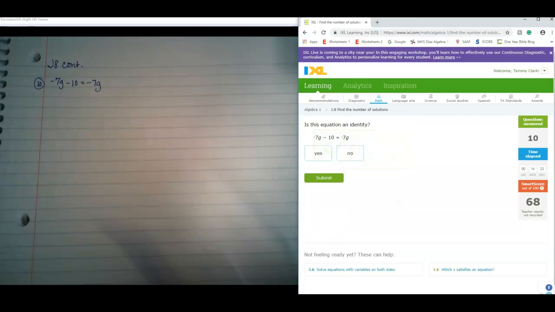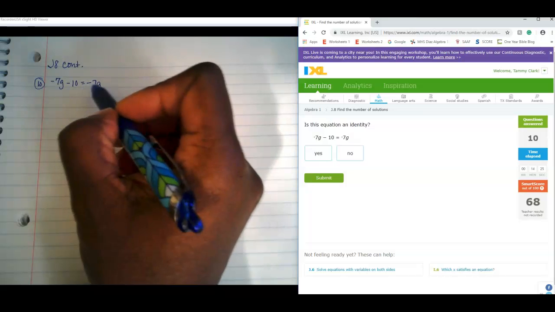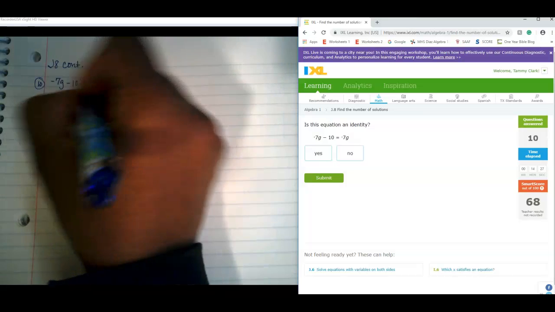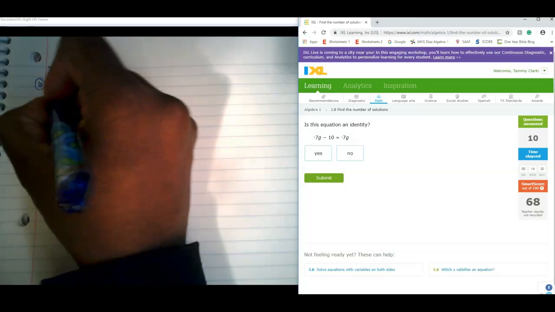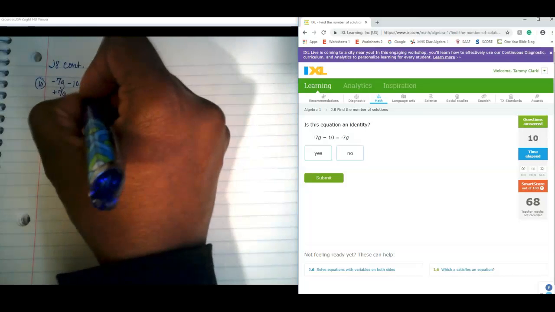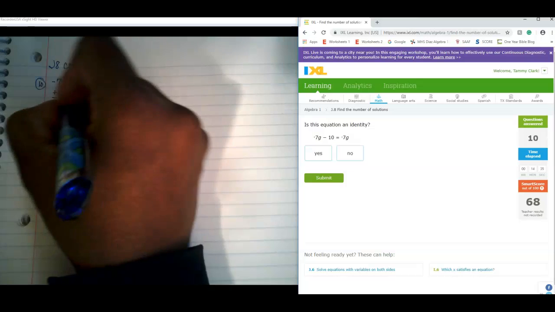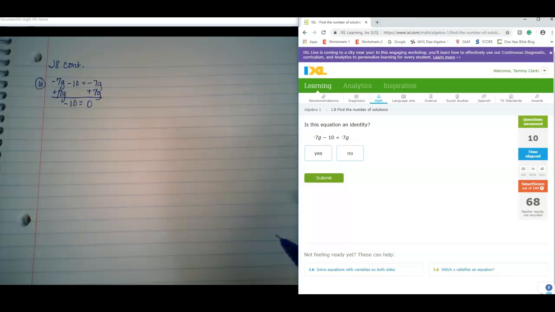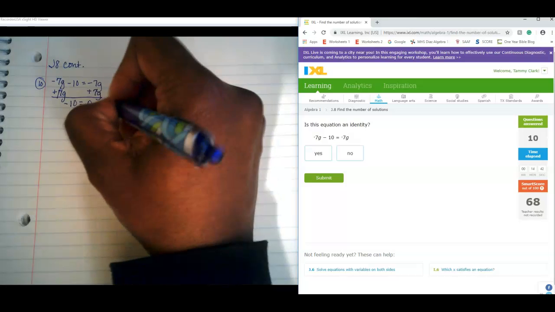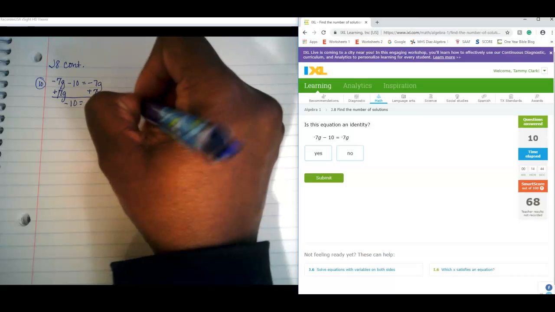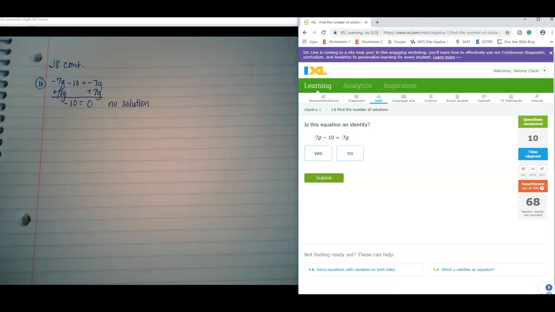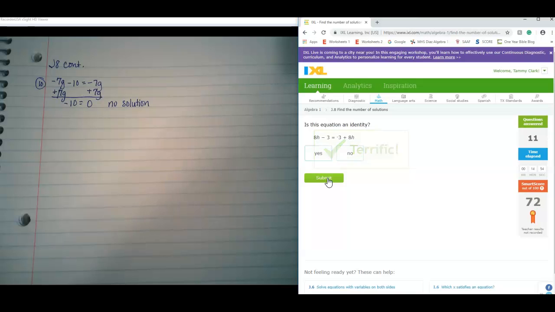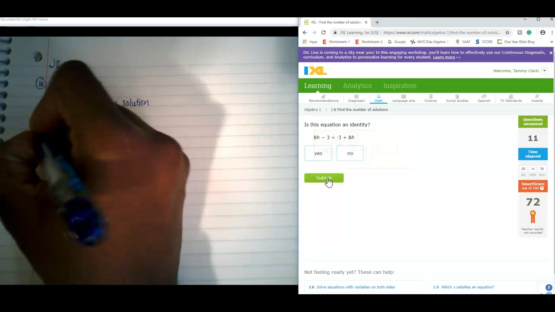We have number 10, negative 7g minus 10 equals negative 7g. We want the g's on one side, so I'm going to add 7g to both sides of the equation. And we have negative 10 equals 0. Well, of course, that's not true, so there is no solution. And it says, is it an identity? Well, no, it's not, because one side is not the same as the other.